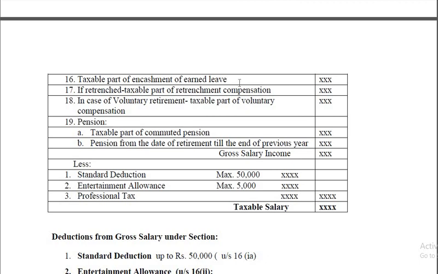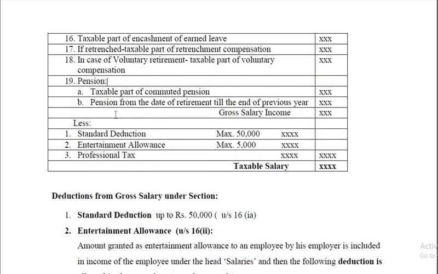The entire amount received on encashment of leave salary need not be taxed. If retrenched, meaning removed from the job, the taxable part of retrenchment compensation is taxable. In case of voluntary retirement, the taxable part of voluntary retirement compensation received by the employee. Then pension, the taxable part of commuted pension.